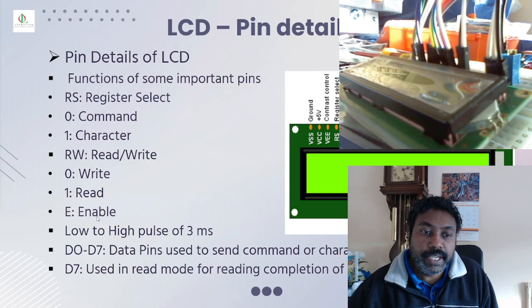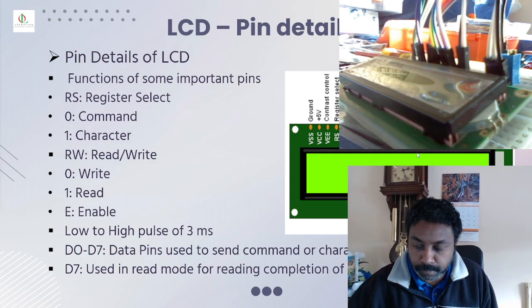The purpose of the enable pin is to get a high pulse of 3 milliseconds. So that's why you need to connect this enable pin. And the D0 to D7 data pins are used to send commands or data to be displayed. D7 is used in read mode for reading completion of current operations. So D7 can also be used in read mode, but we're going to write to the display.